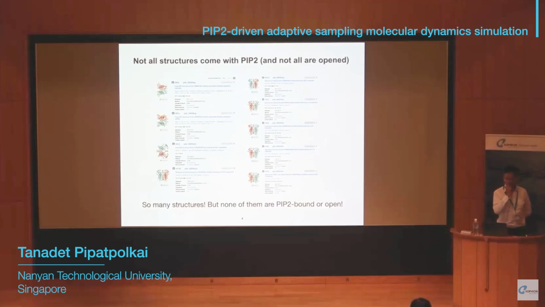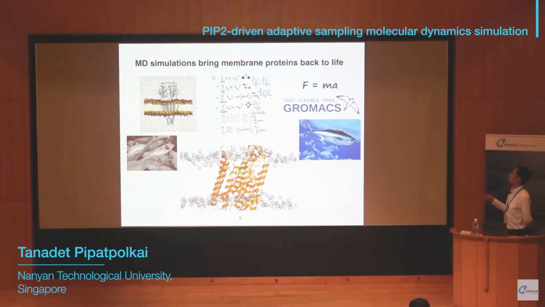And if you use AlphaFold, you will probably get the structure, but not with the PIP2 bound, unless you play some very fancy AI tricks that are coming in this new era. So what can we do to get the structure with PIP2 bound and actually open so that we can work on it? Now, I'm bringing you to a tool called molecular dynamics, and it's pretty simple.